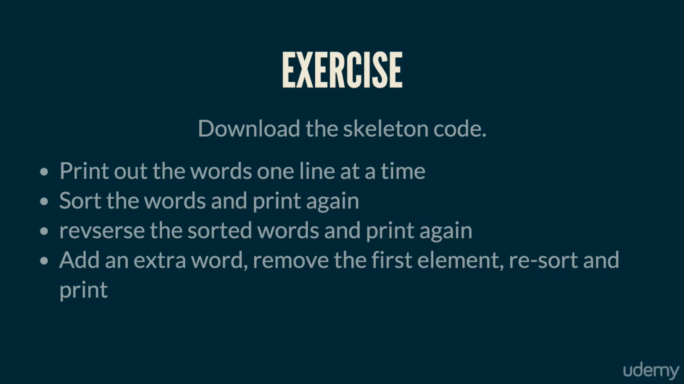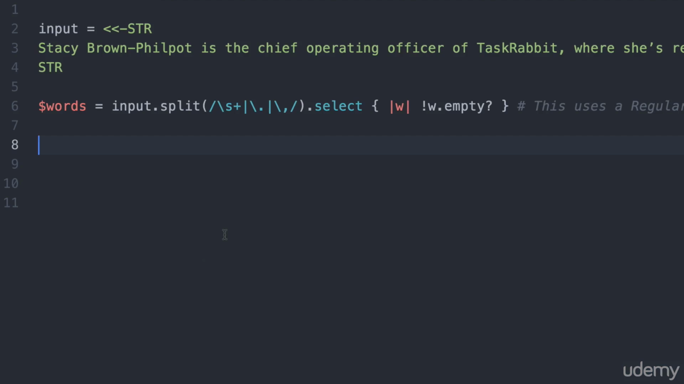So in this exercise, we needed to download some skeleton code. The skeleton code should have looked something like this. For the purposes of demonstration, I removed the extra comments. But basically what we're doing is assigning a new array with a list of all of the words taken from the input string. Now there's a couple of advanced concepts here that you don't need to worry about. For now, all you need to know is that this array contains a list of words.